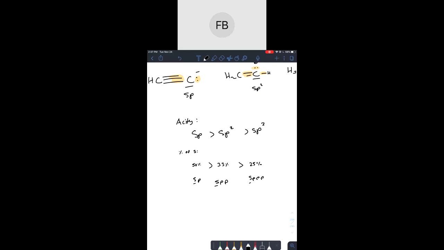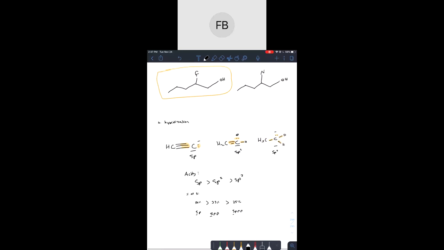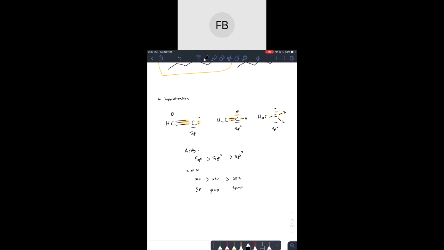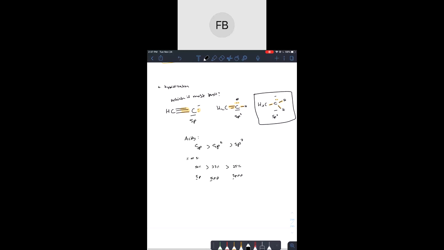And so for basicity, it would just be the opposite. So going back up to this previous question right here, if he's asking about which one is more basic, then you would just go with the opposite. The most acidic would be this one right here because SP. So you're just going to go with the opposite, which is SP3 is going to be the most basic. Okay. Any questions?